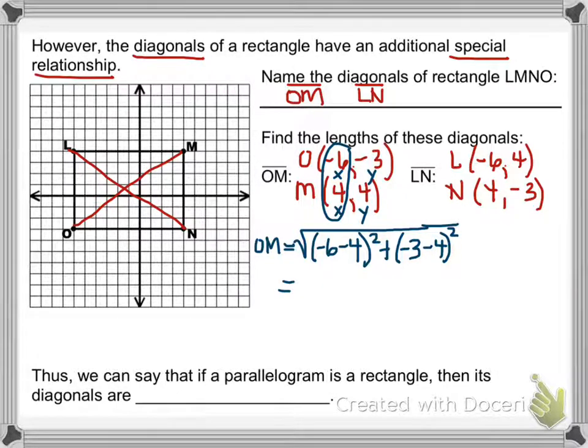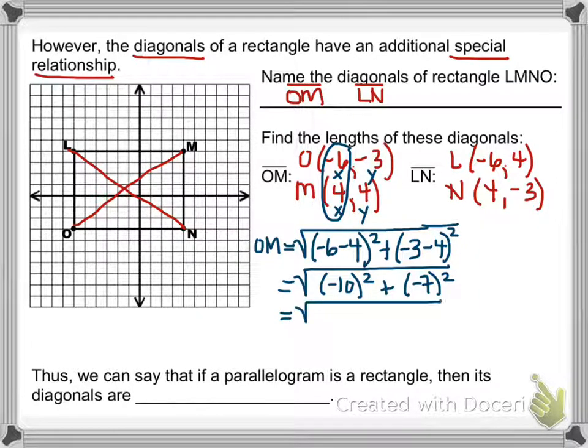All right, so now we're going to simplify what's in the parentheses. Negative 6 minus 4 is negative 10 squared, plus negative 3 minus 4 is negative 7. And we'll square that. So now we're going to square both of those numbers. Negative 10 squared is negative 10 times negative 10, which is 100. You should always get a positive number after you square. Negative 7 squared is positive 49. And then if you add them, you get the square root of 149. So that is the length of OM.